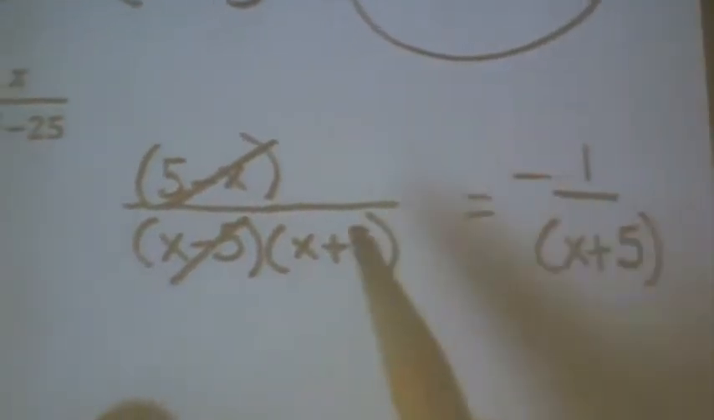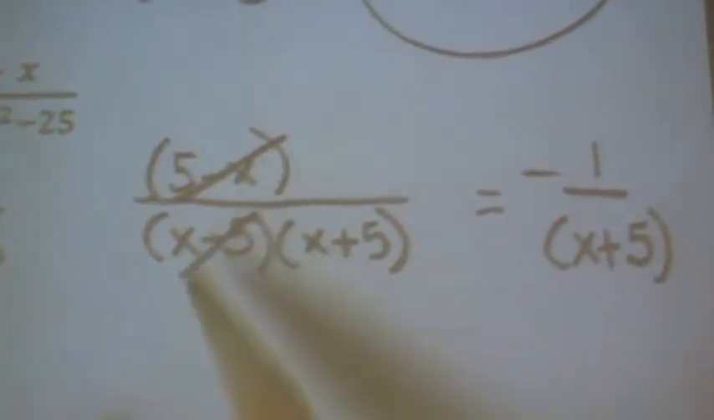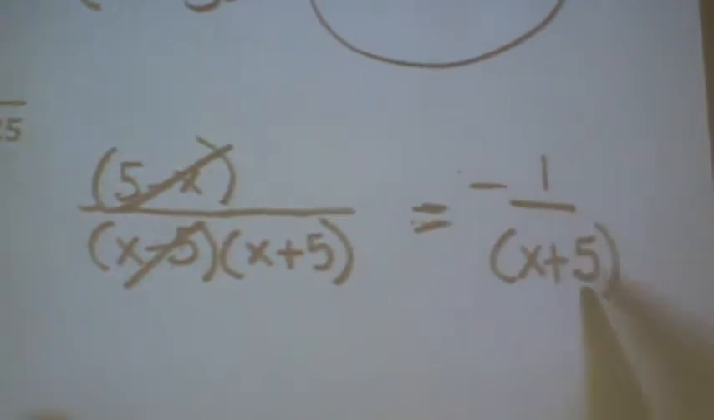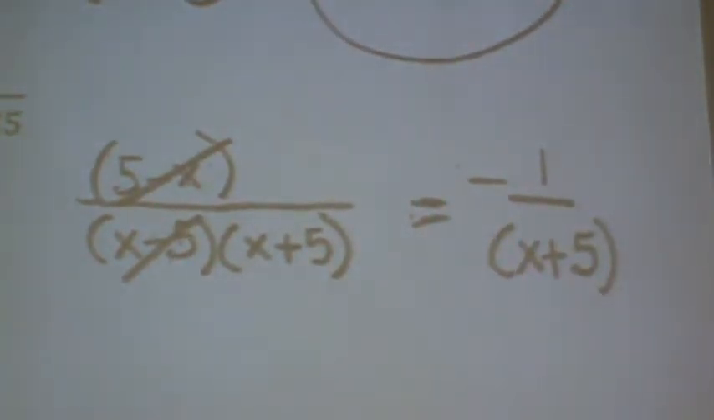If you do not cancel that, you're going to lose some points. So you have to put your negative 1 in, and then it's x plus 5 at the bottom. Negative 1 over x plus 5.